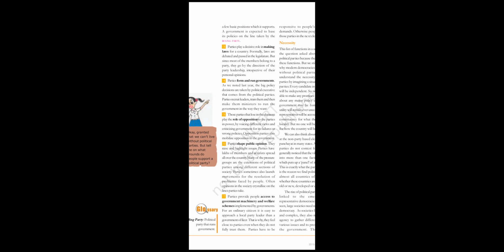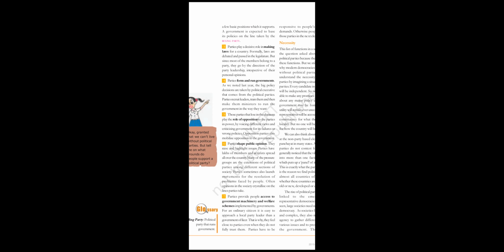Then the fourth function is parties form and run governments. As you have seen, the BJP won the majority of the seats in the parliament, so they formed the government on its own. If no party gains majority, they form a coalition. So political parties form and run governments.